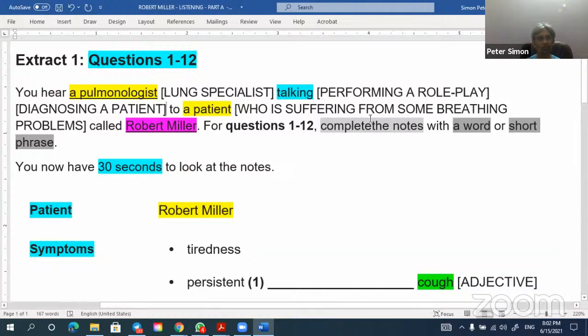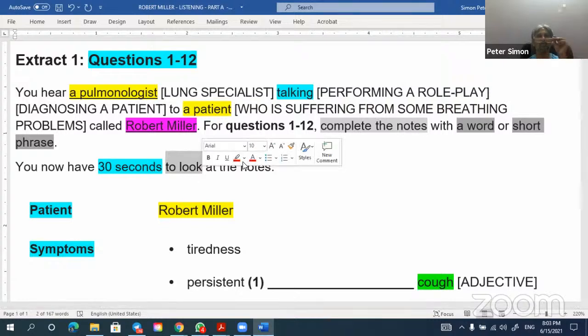Next one, called Robert Miller. Complete the notes with a word or short phrase. Right, one word or short phrase. Next one, you have now 30 seconds to look at the notes. You have 30 seconds to look.